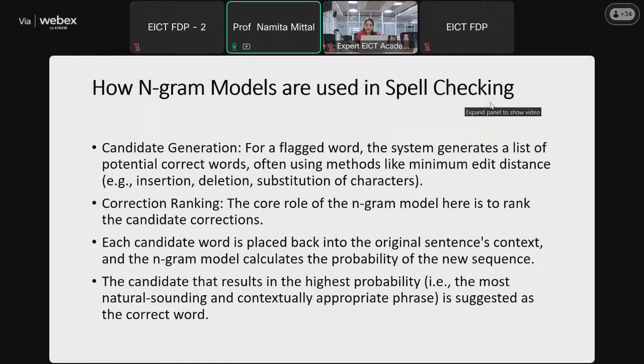Each candidate word is placed back into the original sentence context, and the n-gram model calculates the probability of the new sequence. The candidate that results in the highest probability is the most natural sounding and contextually appropriate. Of course, we have to keep our context intact, the context in which it has been said. We cannot say that all of a sudden a new context will be there. The context is very important. We cannot deviate from the context. Considering the context, what are the possible candidates? So instead of the misspelling, it may be MAT or it may be something else. Those are relevant to that context.